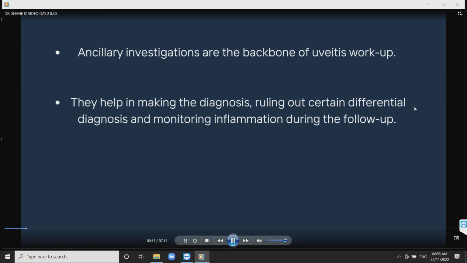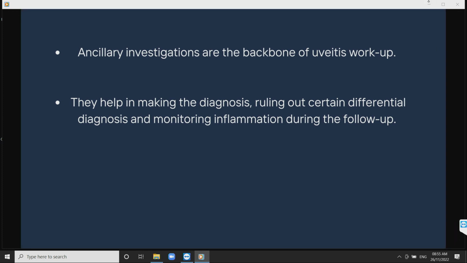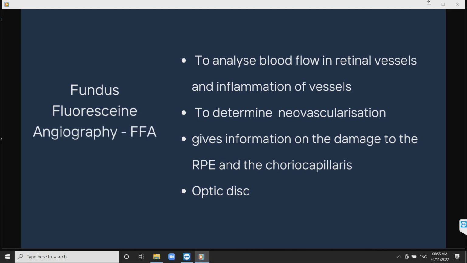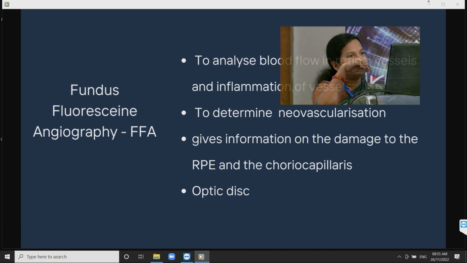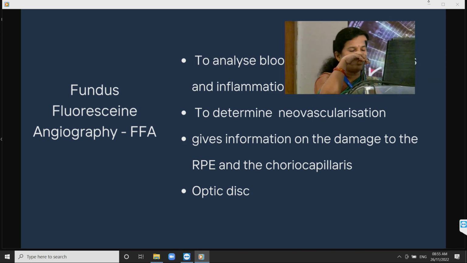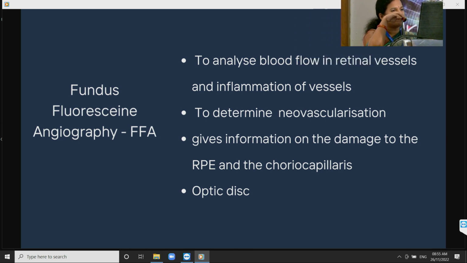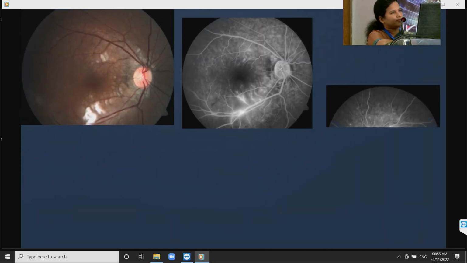As we all know, ancillary investigations are the backbone of uveitis workup. They help in making the diagnosis, ruling out certain differential diagnoses, and also help in monitoring inflammation during follow-up. FFA helps to analyze blood flow in retinal vessels and also detect inflammation of vessels. It detects neovascularization. It gives information regarding RPE and choriocapillaries. It also gives an idea about the optic disc condition.